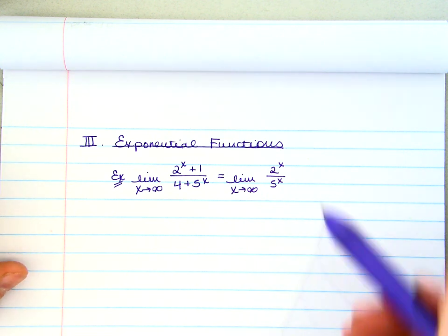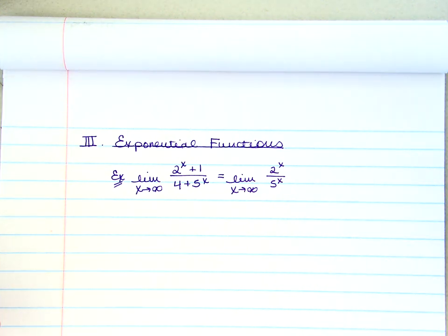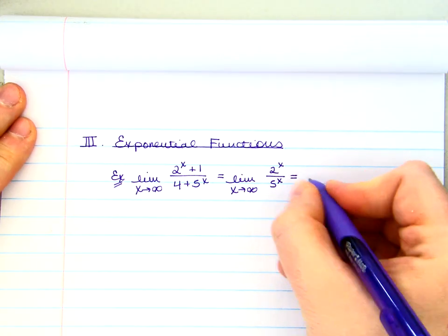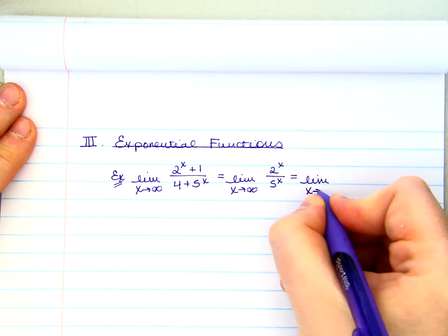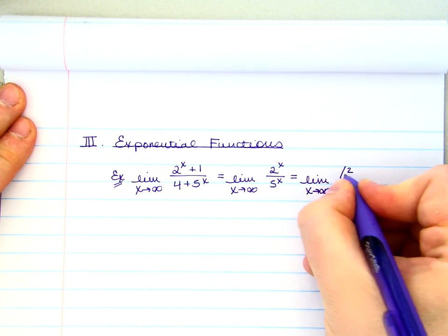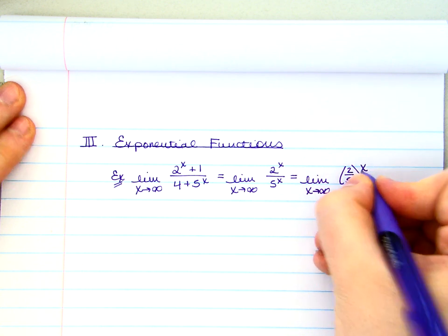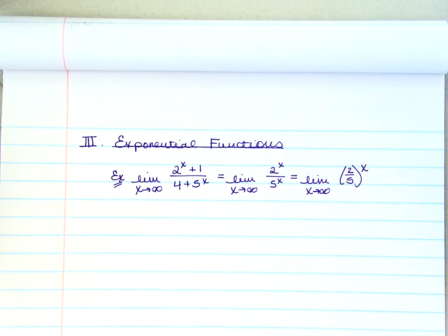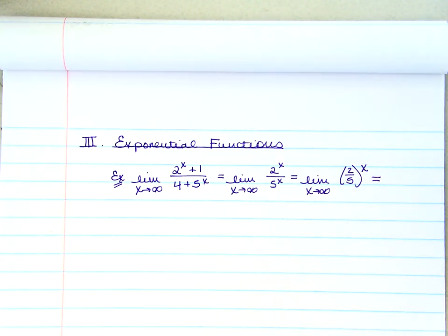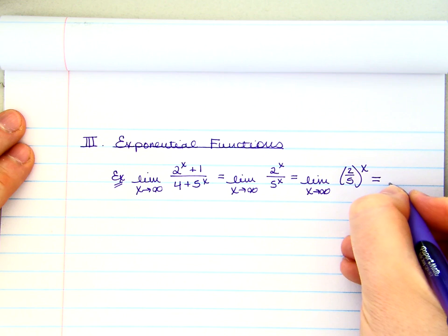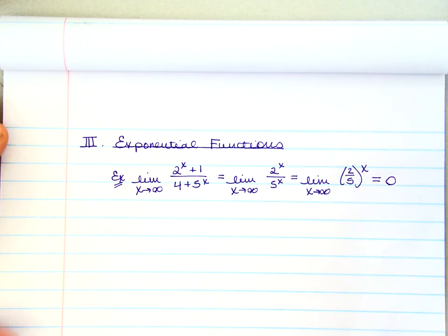Plug in a huge number, top is huge, bottom is huge. It's still that infinity over infinity case. But by my laws of exponents, rather than 2 to the x over 5 to the x, I can say this is the limit as x approaches infinity of just 2/5 to the x. Take a moment, go to your calculator, and figure out what 2/5 to the 100 is, to the 1,000 is, to the 10,000 is. What is this limit getting really close to? You should see it getting really close to 0.